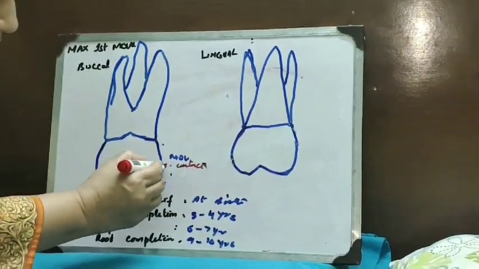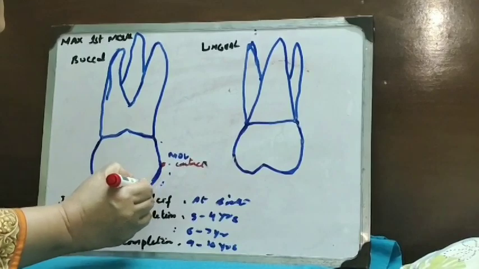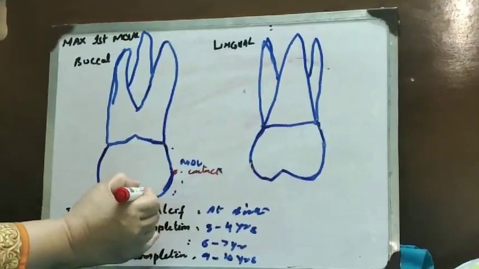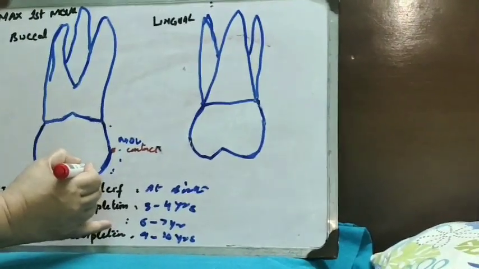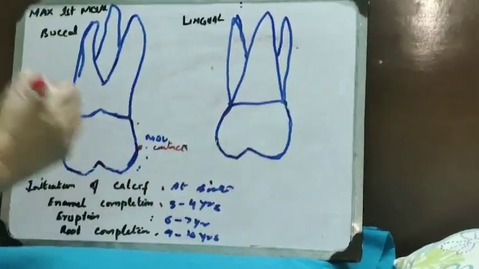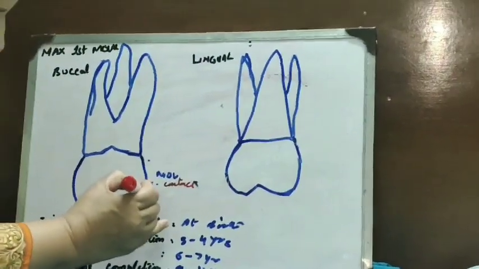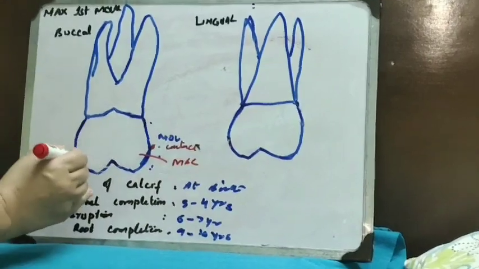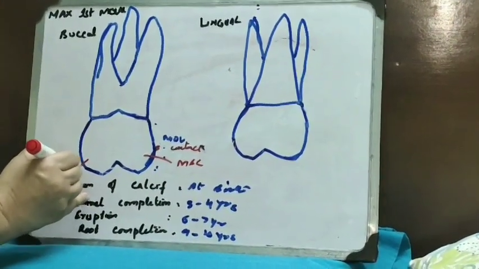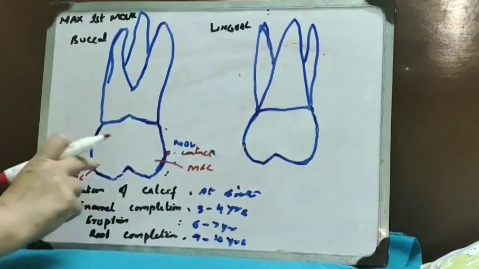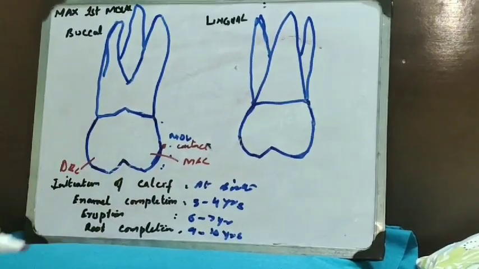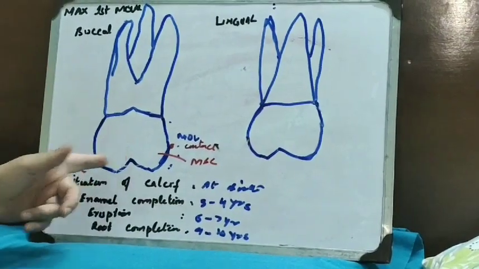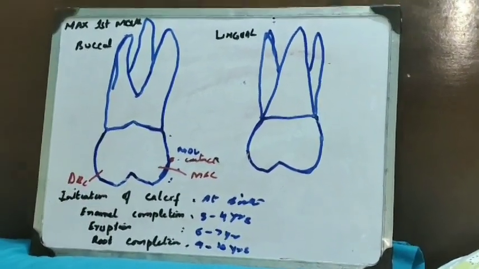From here it follows a convexity towards the occlusal margin, and it approaches the occlusal margin where it joins with the mesiobuccal cusp. The cusps are shown. This is the mesiobuccal cusp, and this is the distobuccal cusp. The distobuccal cusp is smaller and sharper than the mesiobuccal cusp, which is blunter and larger in size than the distobuccal cusp.